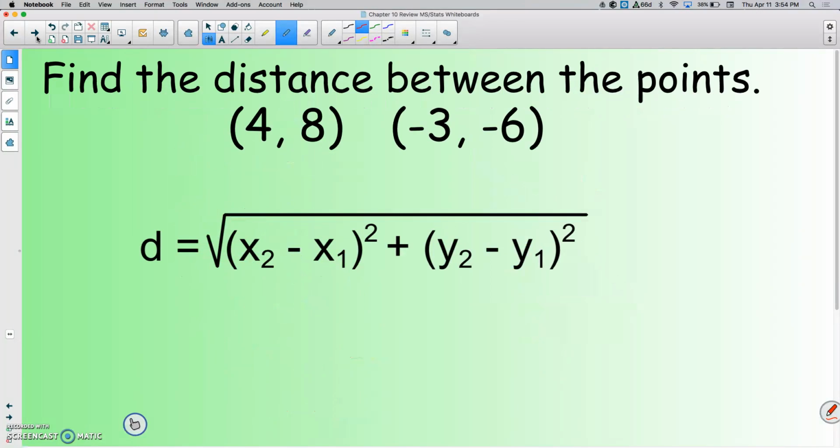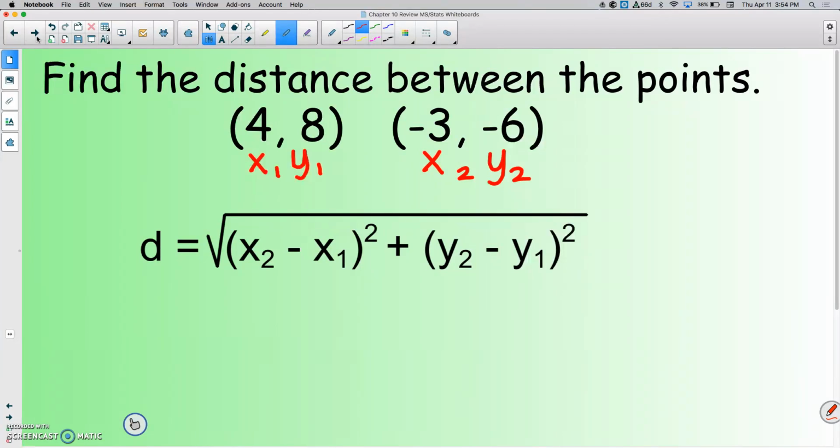The last two review problems are the distance formula. So please pause the video and try to solve this problem on your own. It's very important that you label your ordered pairs so they each have an x coordinate and a y coordinate. One of the ordered pairs gets the little ones and the other ordered pair gets the little twos.